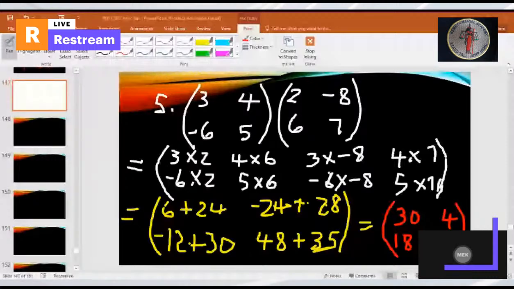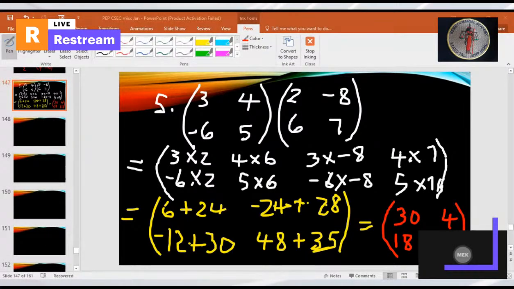So let's revise what we did. We're multiplying row by column. The first row is the 3, 4. The second row is the negative 6, 5. So the 3, 4 times the 2, 6: 3 times the 2, 4 times the 6. Then we go again with that row and the second column. So 3 times the negative 8, 4 times the 7. Go to the bottom row now, negative 6 times 2 and 5 times 6. And then negative 6 times negative 8, 5 times 7. And then it's just a matter of combining, working out the multiplications. So we combine the first 2, then we combine the next 2, and so on.